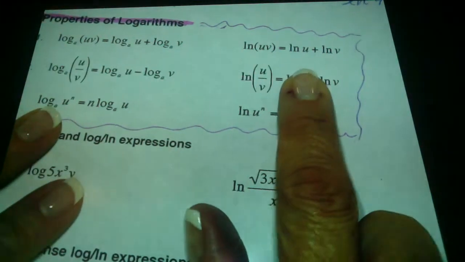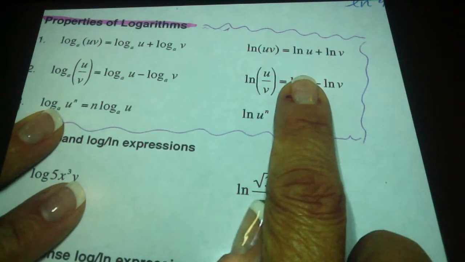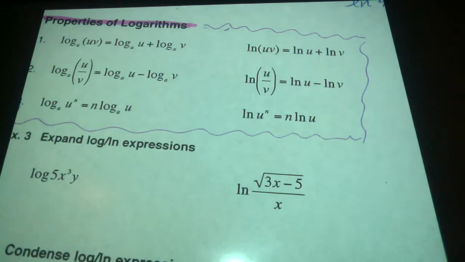The same thing is for natural logs. It doesn't matter whether it's regular, common logs, or natural logs. So if you have two things being multiplied, you can pull them apart and add them together. Same thing is said, if you have two different logs being added together, you can put them into one log as multiplication. So you're going to have to expand and compress today.